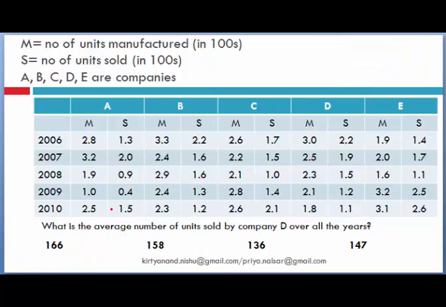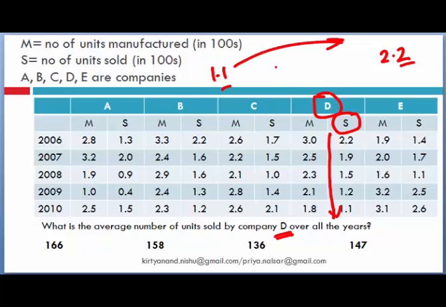Now the last question from the caselet. It talks about the average number of units sold by company D over all the years. So this is company D, this is sold. Once you look at it, the minimum is 1.1 and the maximum is 2.2. So the average has to be between these two numbers, and we will come to that. So the average should be anywhere between 110 and 220. So we cannot really eliminate any option based on that.